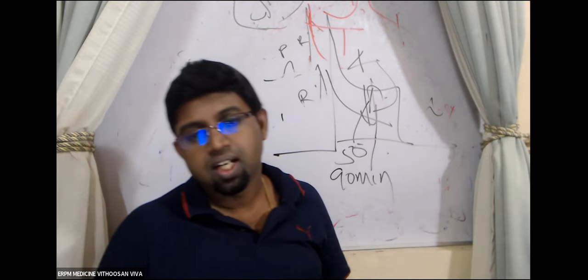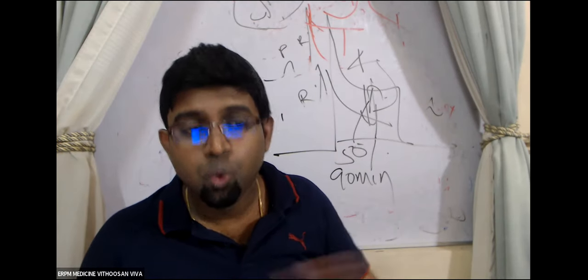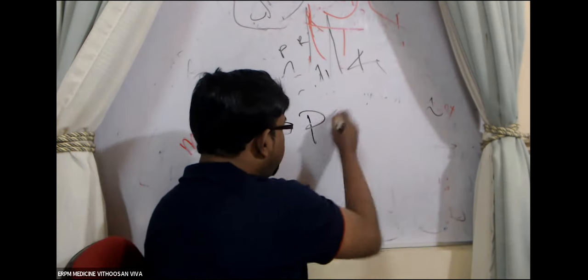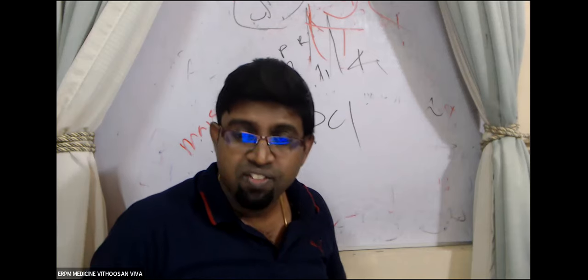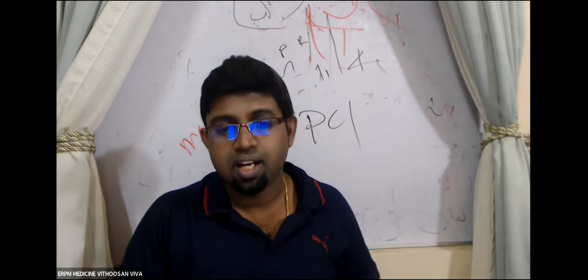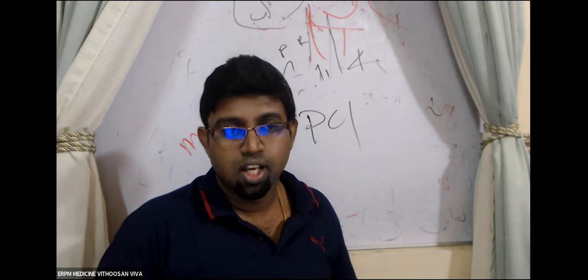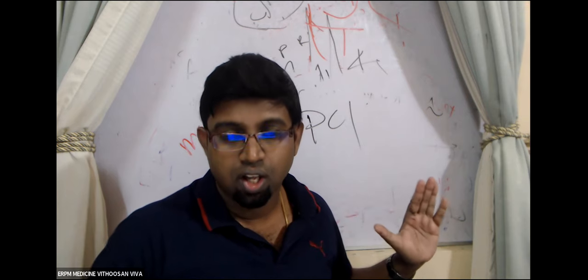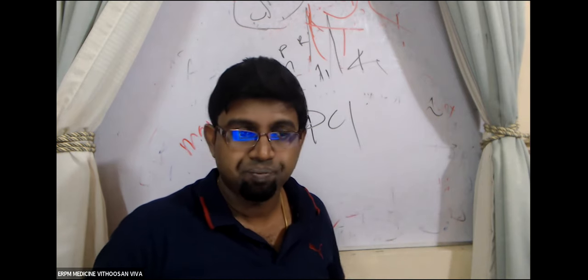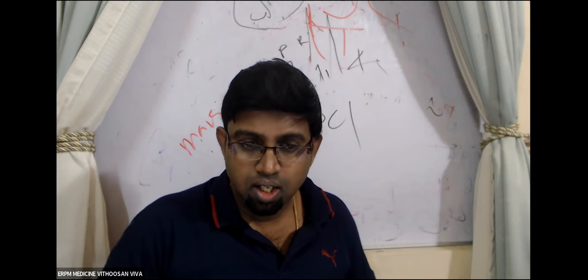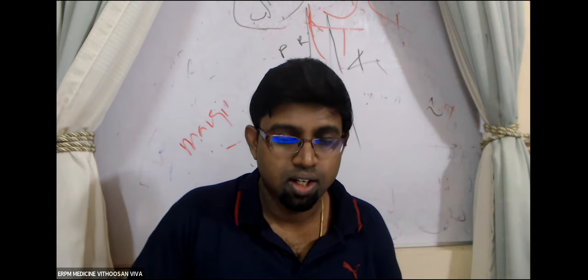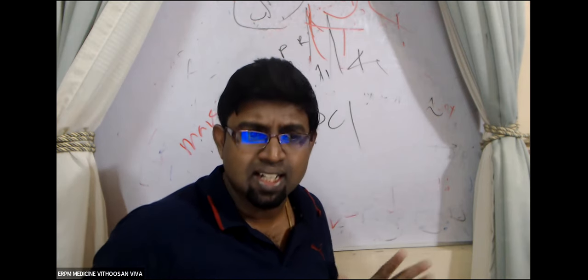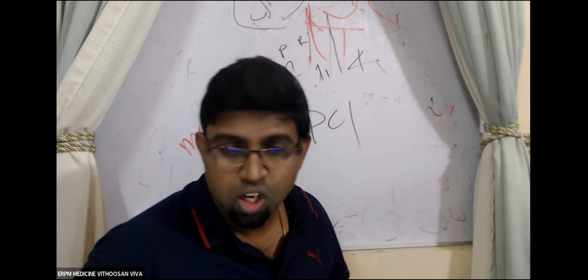Actually, guys, even if it is successful, you can do a PCI and put a stent. Thrombolysis is a drug. So a drug is called what? Pharmacology. Don't write, we will discuss in the class.